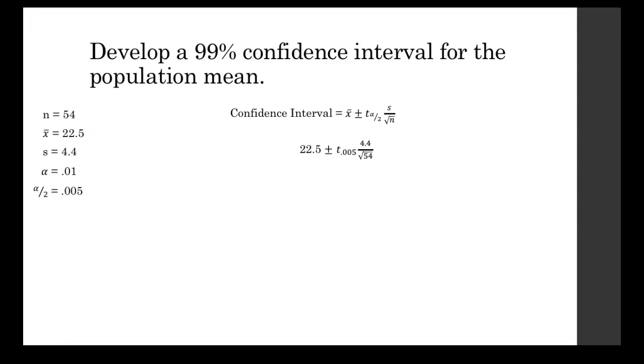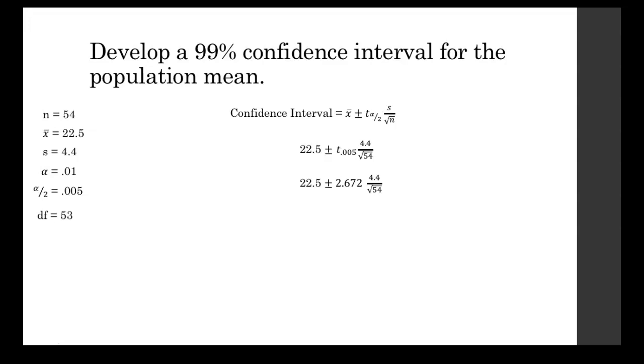When we look up our t-score, we need to know our degrees of freedom. Our degrees of freedom will still be 53. And for our t-score, we need to make sure that when we look at the area in the upper tail, we're looking at 0.005. So we find our t-score to be 2.672.